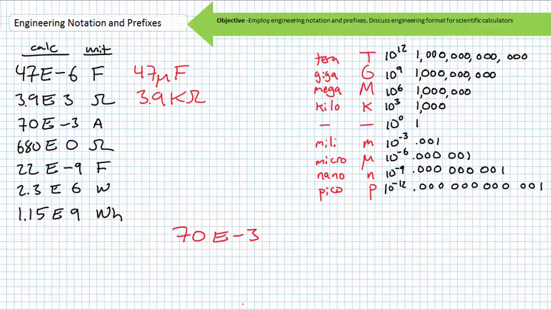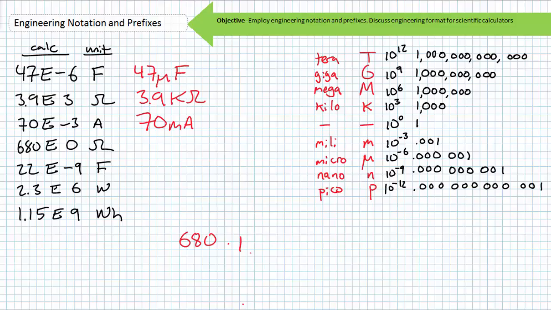The quantity 70e-3 means take 70 and multiply it by 10 to the -3rd, where 10 to the -3rd is a 1 3 places to the right of the decimal point. 70 times 0.001 is 0.070 amps. Using engineering prefixes, 70e-3 means 70 milliamps.